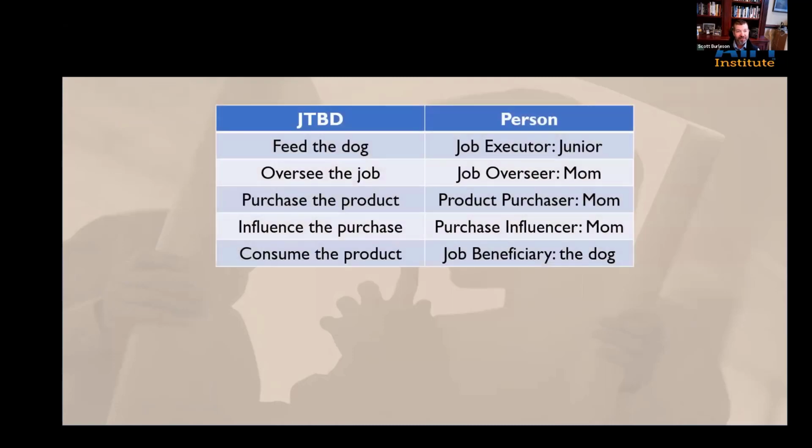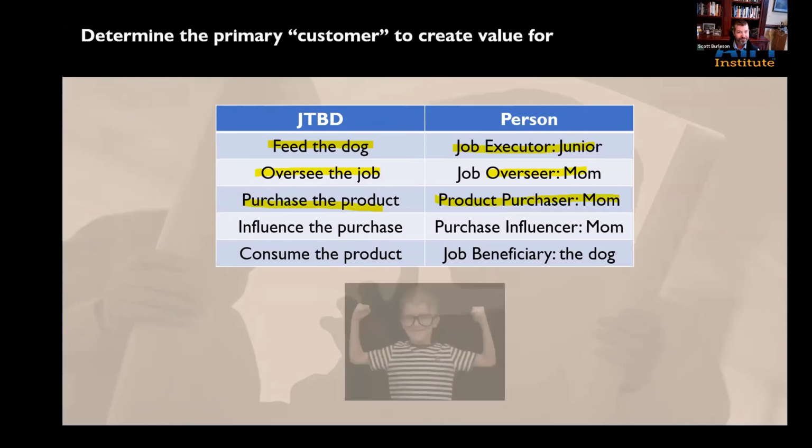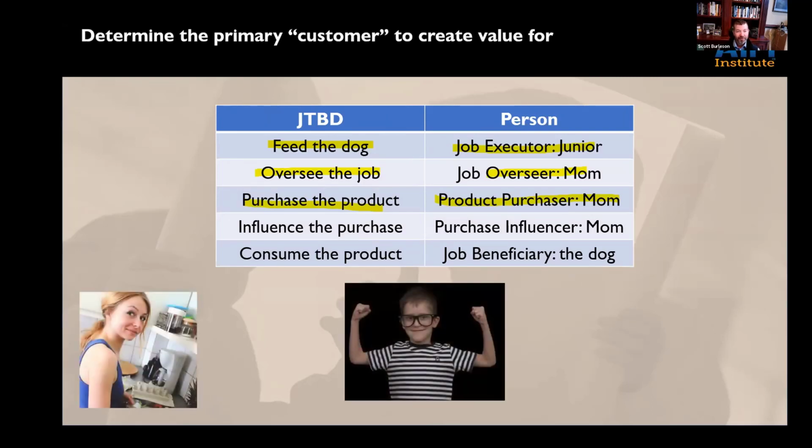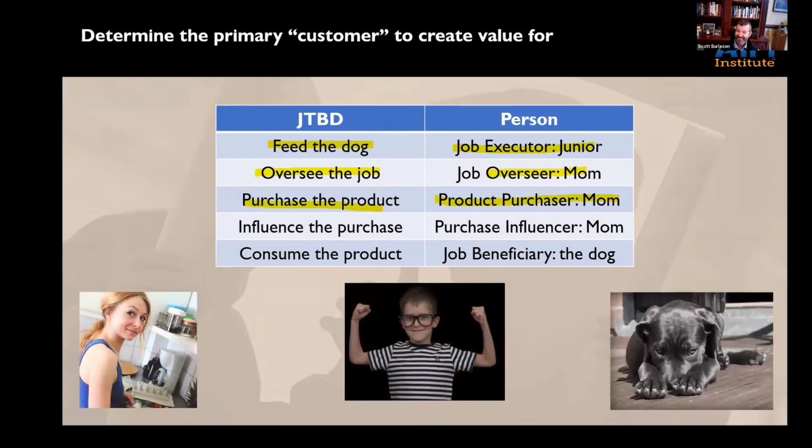So it's useful to pull these out into a matrix. Each of these is separate. You can think of them as markets. A job to be done, and the person doing it, is the market. Junior's feeding the dog. Mom is overseeing this job. She's also purchasing the product, etc. So we probably won't interview the dog.